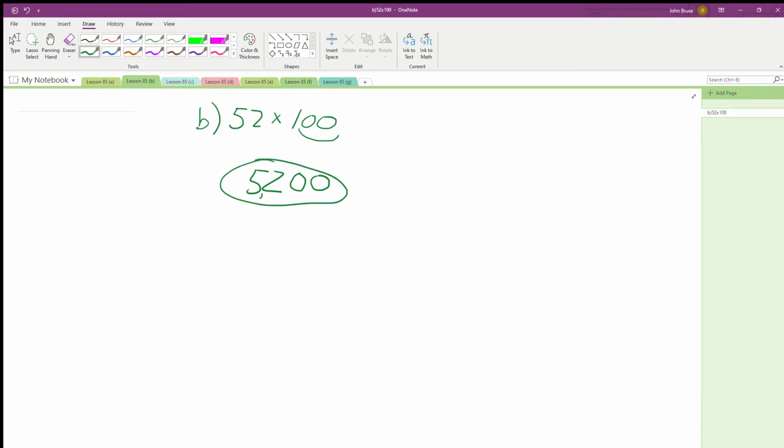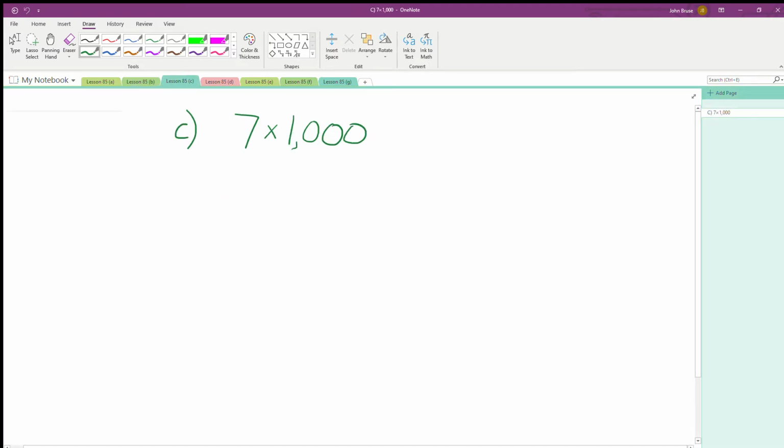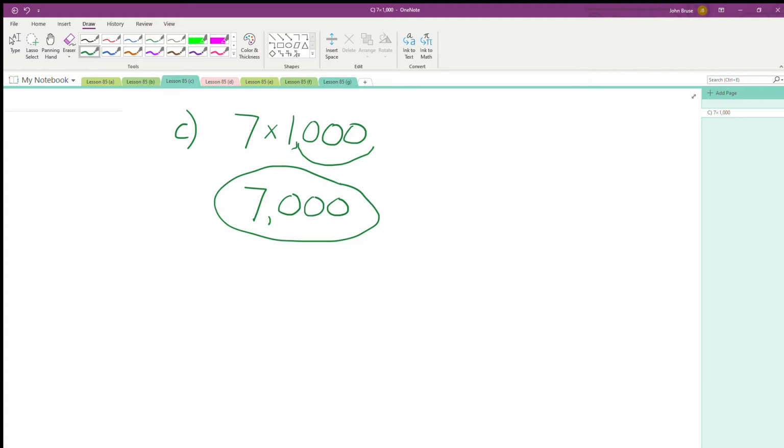Simple. Go to C. Okay, this one here, we have 7 times 1,000. Well, we're going to write down 7. And then we know 7 times 1 is 7. We're going to count our zeros. Here they are. There's 3 of them, so we're going to add 3 zeros to our answer. And there it is, 7,000. 7 times 1,000 is 7,000.